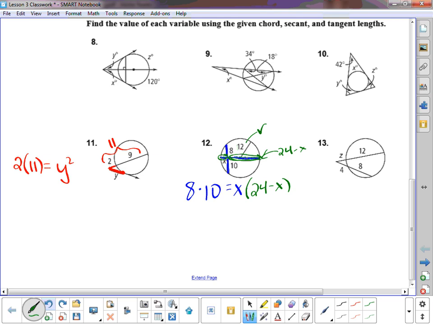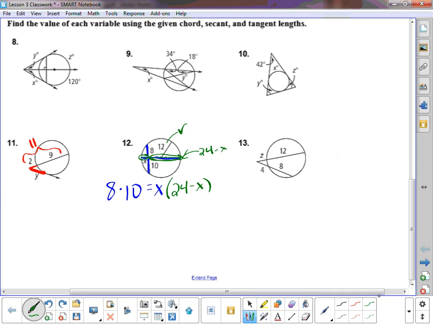Number 13. Oh, this one's outside. So again, segments are going outside, so we have outside times the whole. What is my whole piece going to be? Good. Z plus 12 or 12 plus Z, however you want to write it. Equals outside, which is 4, times the whole thing, 12.